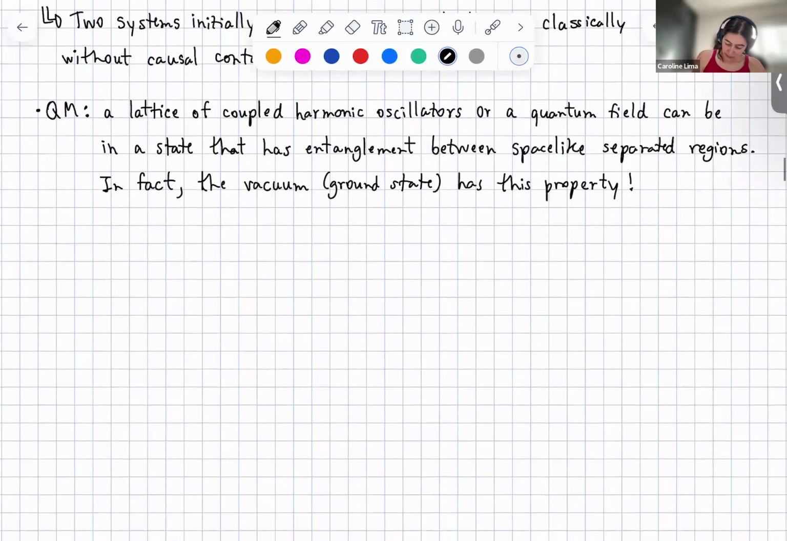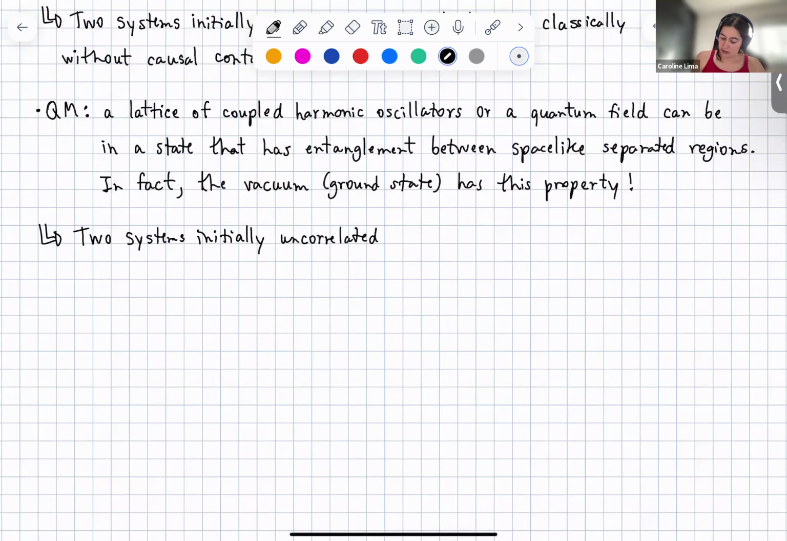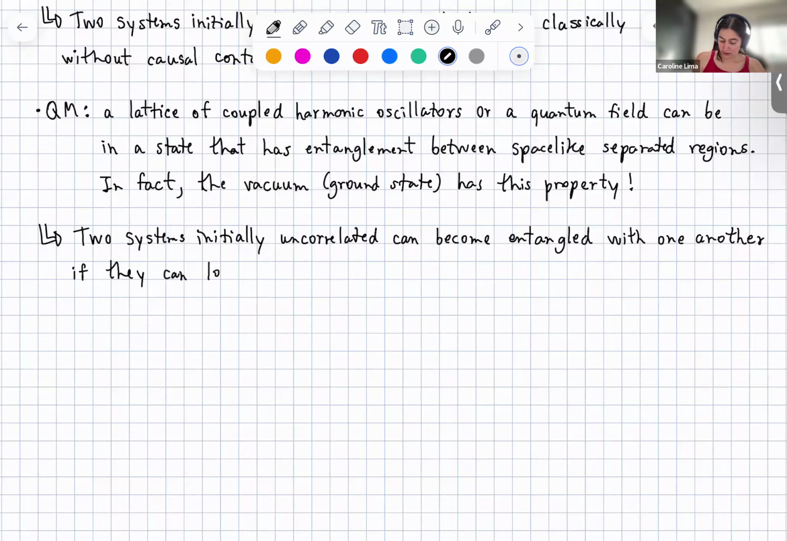Now, what we can conclude here is that two systems that are initially uncorrelated can become entangled with one another if they can locally interact with a quantum field. And that's true even if they are unable to communicate.